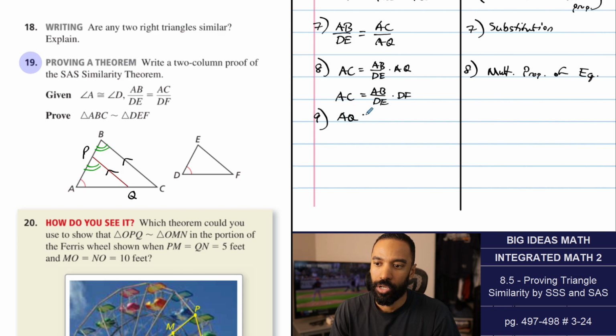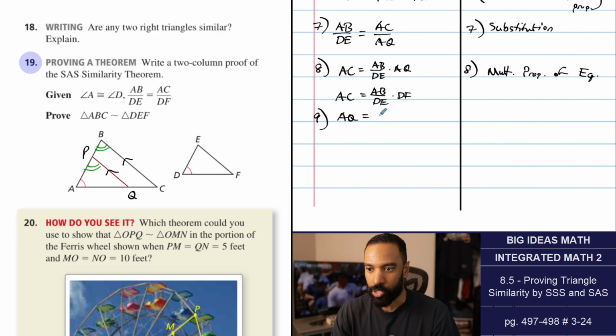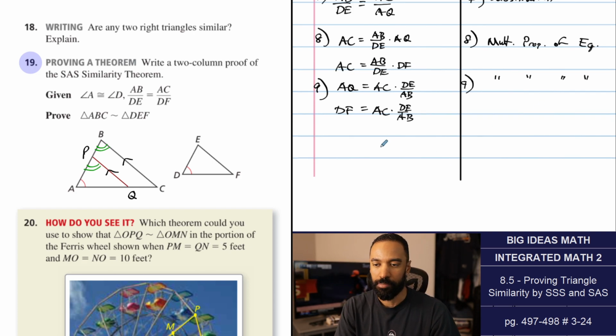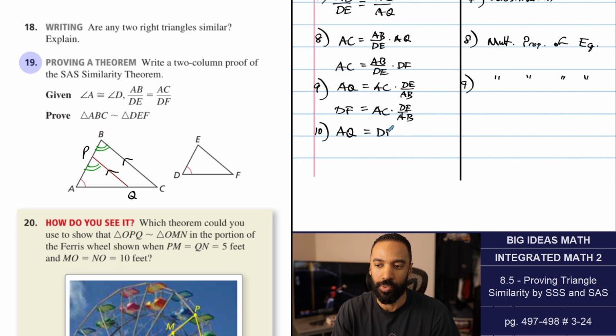So AQ would be, I'll write AC, so AC is here times DE over AB. And check this out when we do it on this other one. It will also be DF equal to AC times DE over AB. So that's also multiplication property of equality. I multiplied by the reciprocal. It's division, but also multiplication by the reciprocal is a way to put it. So now you can see that these are both the same ratio. So AQ and DF are equal to each other. If they're equal to each other because they're equal to the same thing, that's the transitive property of equality.